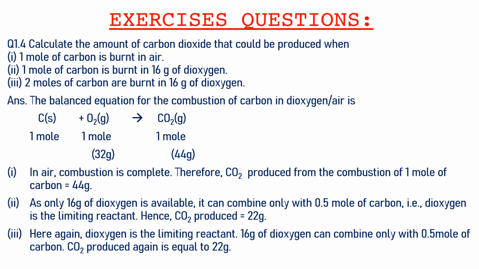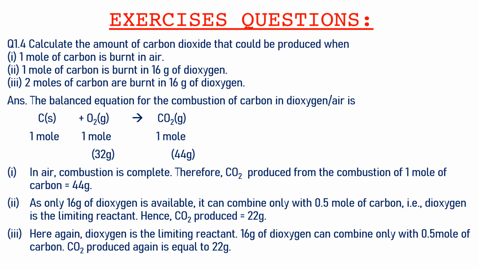Our first question is 1 mole of carbon burnt in air. We have to calculate the amount of carbon dioxide. Obviously, in air the combustion is complete. Therefore, CO2 produced from the combustion of 1 mole of carbon will be equal to 44 grams, because we can see directly from the reaction as well: 1 mole of carbon gives 1 mole of carbon dioxide. That means 44 grams.